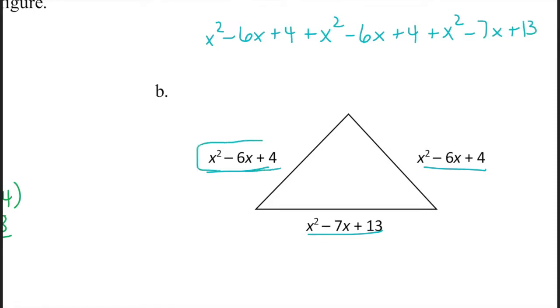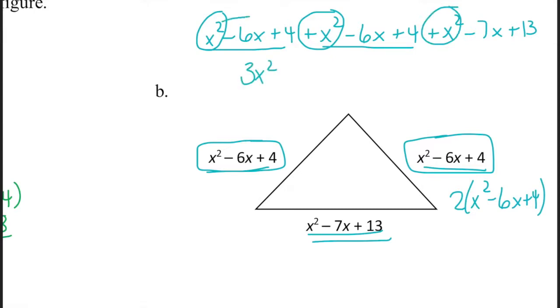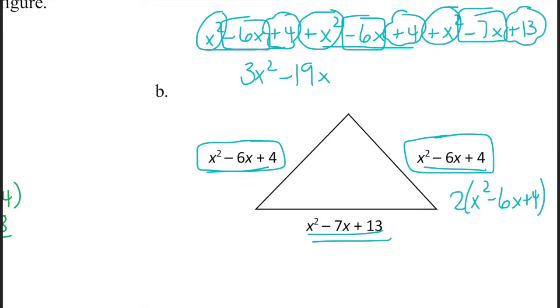Now, if you were paying attention, you would notice that these two sides are both the same. So instead of writing them separately, you could have said 2 of these plus that. Okay, either way is going to work. X squared plus x squared plus x squared is 3x squared. Negative 6x minus 6x, that's negative 12x. Minus 7x is minus 19x. And 4 plus 4 is 8. Plus 13 is what, 21? So there is the perimeter of the triangle.